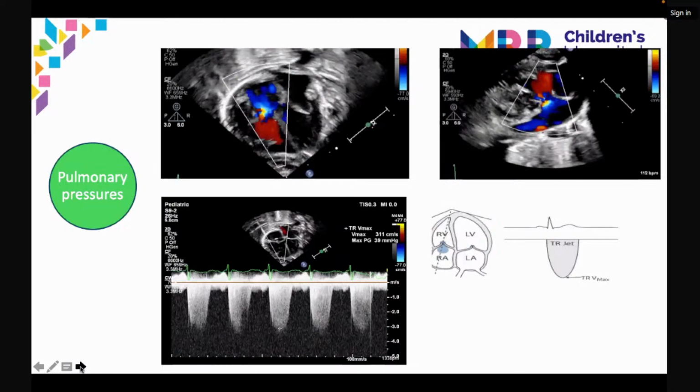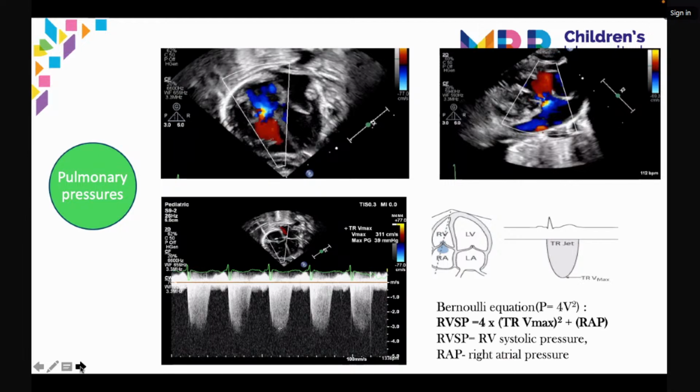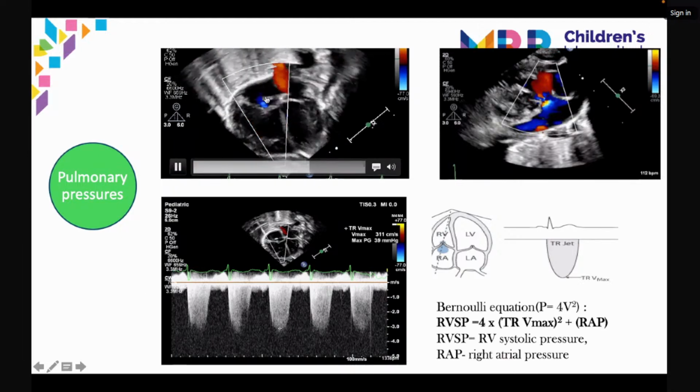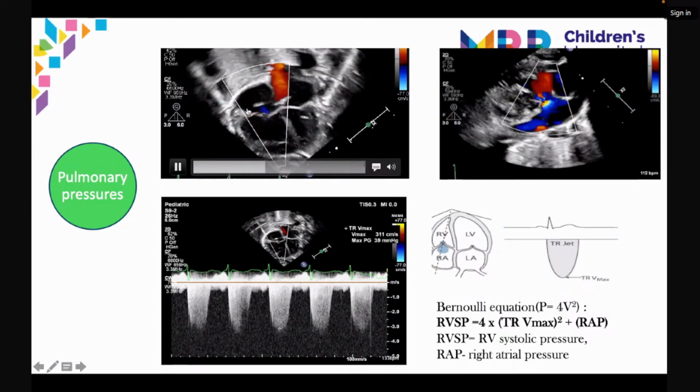So the key here was we had an RDS, which initially the referring hospital tried to recruit using surfactant and continuing invasive ventilation. He just needed high frequency ventilation to recruit all the alveoli before we went ahead and started inhaled nitric oxide. So this child had a severe TR, which you can make out with this blue jet over here at the level of the tricuspid valve.